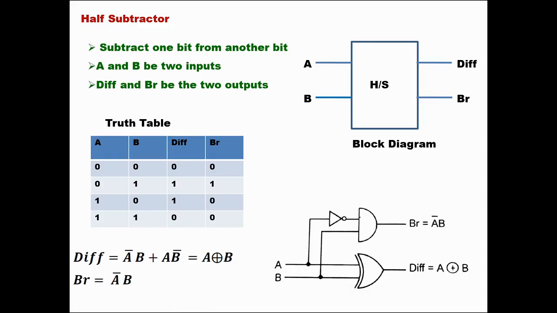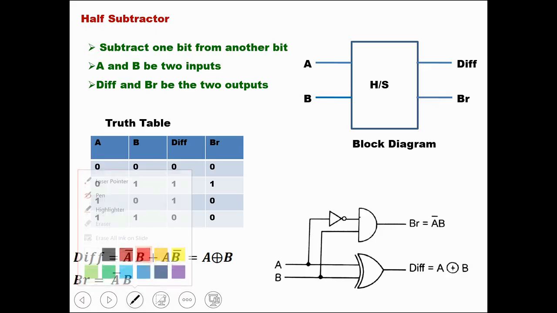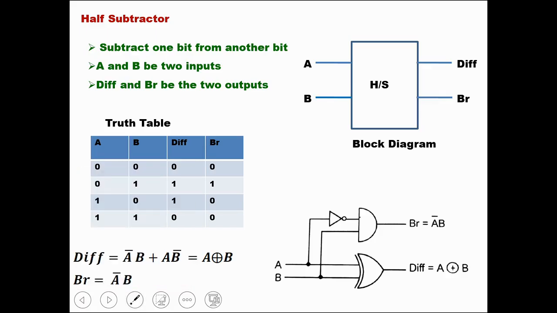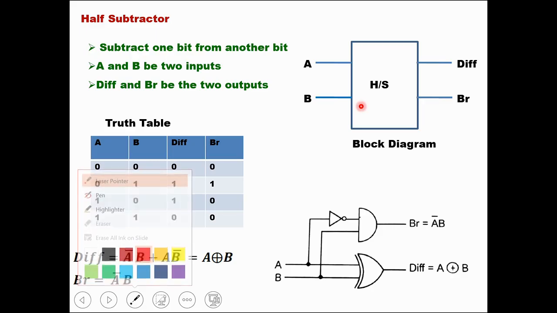Next, we will see the half subtractor. A half subtractor is a logic circuit which is used to subtract 2 bits. Here there are 2 inputs A and B and 2 outputs, difference and borrow. This is the block diagram of the half subtractor, which consists of 2 inputs A and B and 2 outputs, difference and borrow.